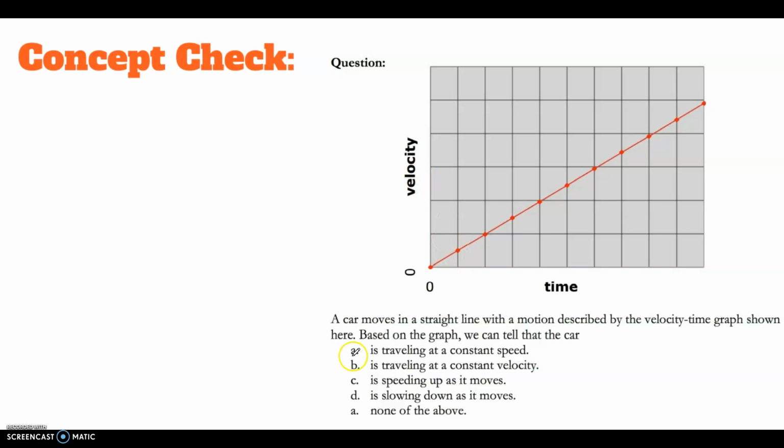Alright, hopefully you've answered your question and you're confident saying that the car is indeed speeding up. So note that this is a velocity versus time graph. So if it starts at 0 velocity, it's not moving, getting faster, faster, faster. It is accelerating at a constant rate, but the velocity itself is not constant because it is speeding up.